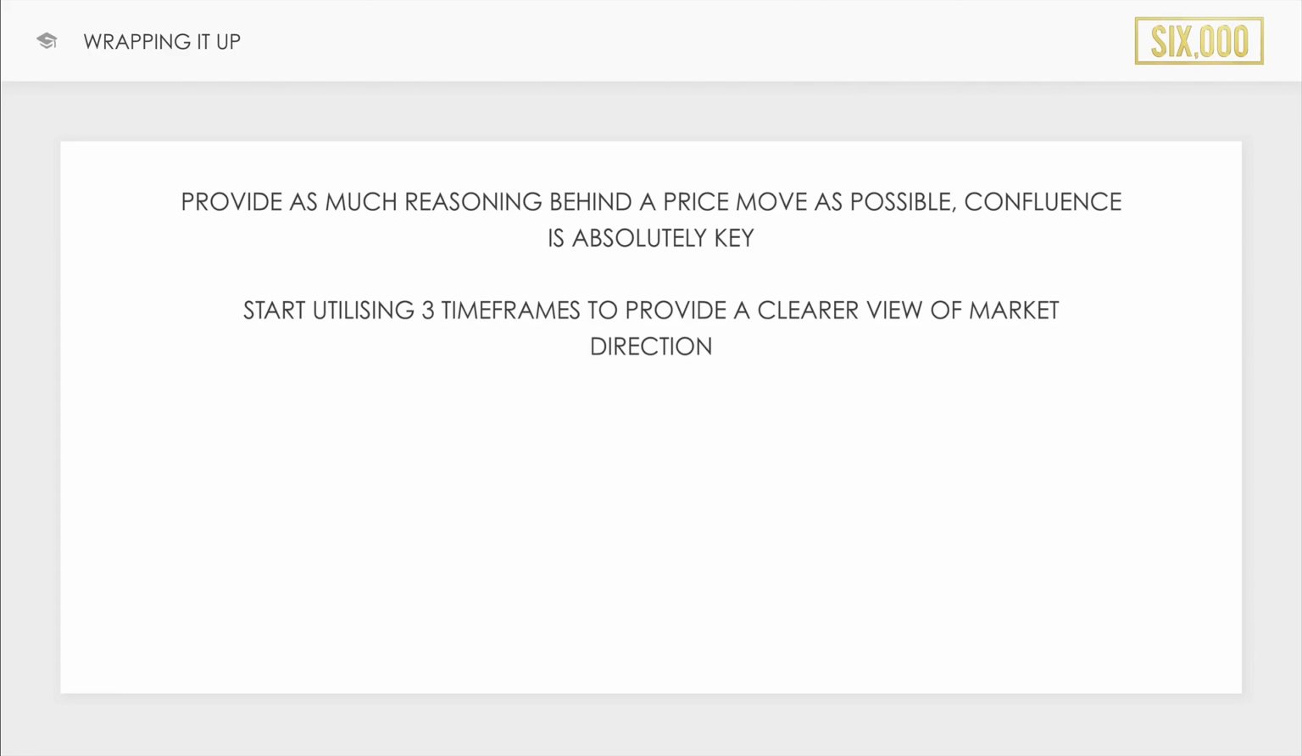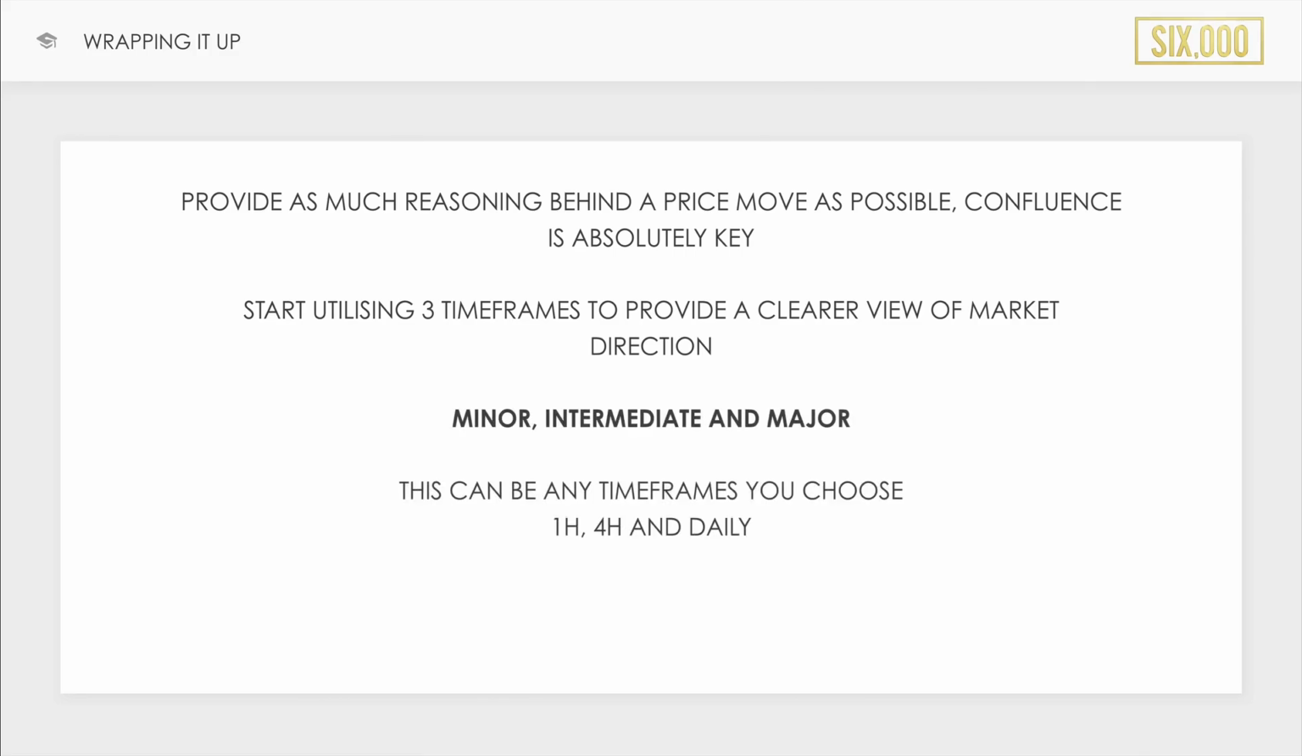Start utilizing 3 time frames to provide a clearer view of market direction. So you now know that the intermediate time frame is where you find your trading setup. The major time frame is for overall market direction, to see where your intermediate setup fits in the bigger picture. And your minor time frame is for managing the trade, executing the trade, where you're looking to enter and exit. Again, just to reiterate that: minor, intermediate, and major. And this can be any time frames you choose.